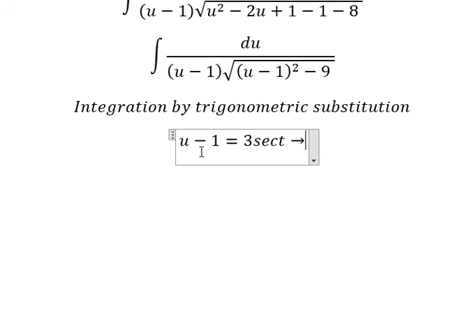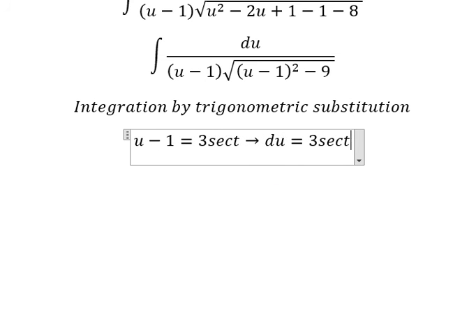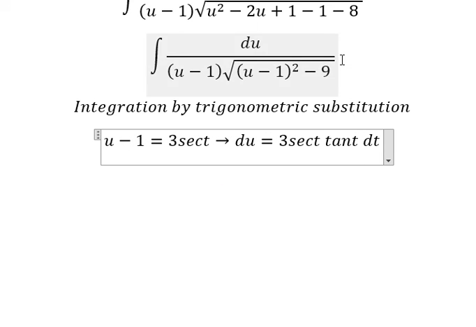So we take the first derivative of both sides. The first derivative of u, we have number 1. This one is a constant, so you get 0. So we have du. And this one we have secant of t tan t dt.